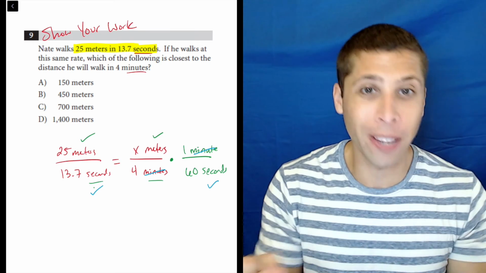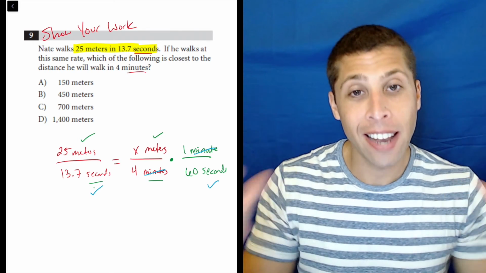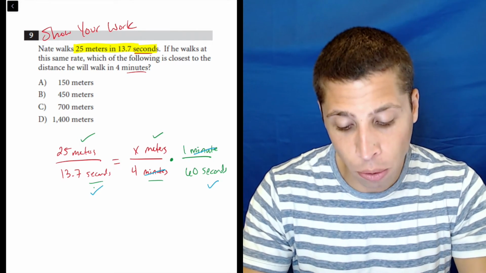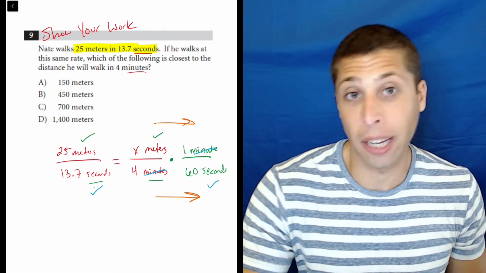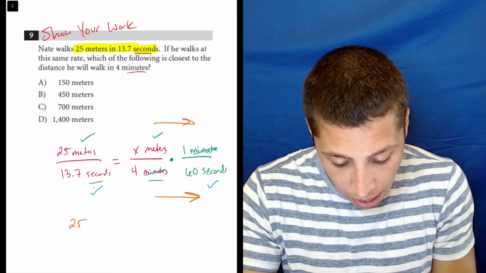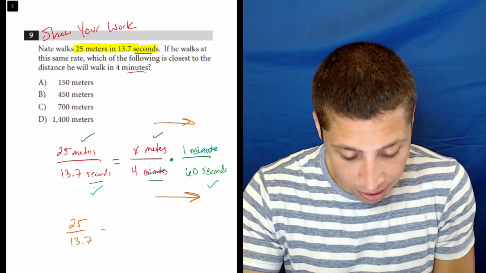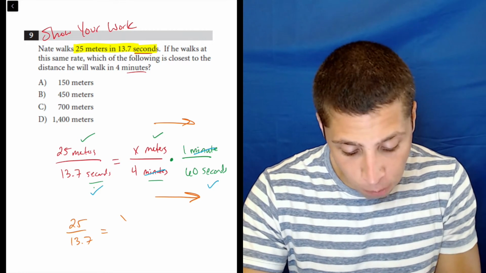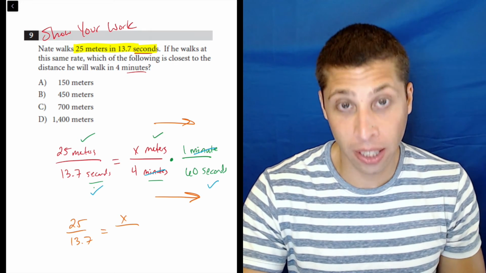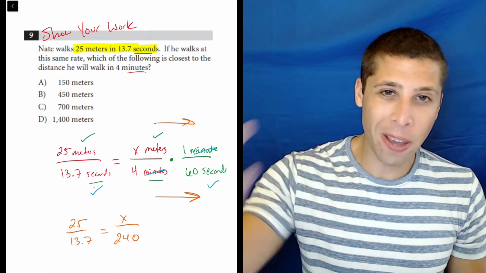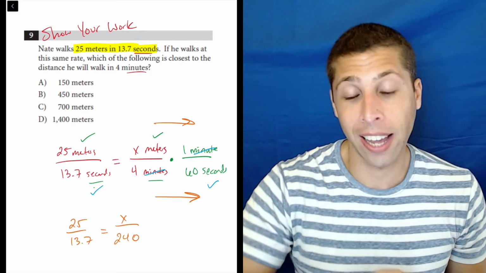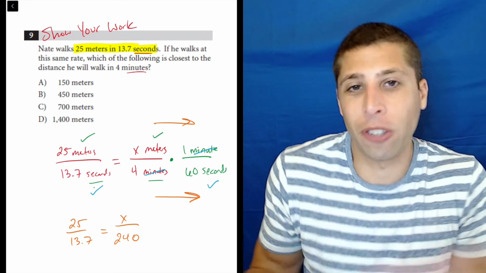You've multiplied the right things, everything is in its place, now you can actually do the arithmetic. And so the last step is just to multiply these fractions like normal. So 25 over 13.7, that's going to stay the same. X times 1 is X. 4 times 60 is 240. And for those of you who may have done this by converting those minutes into seconds originally, you could have just done that from the start.